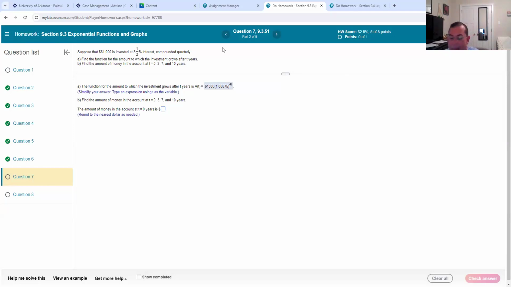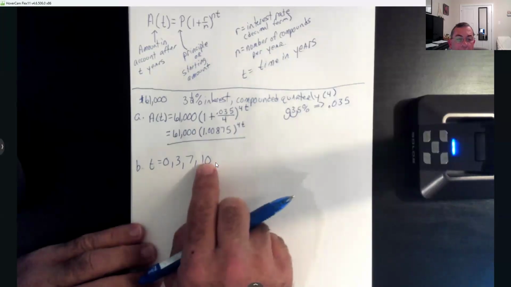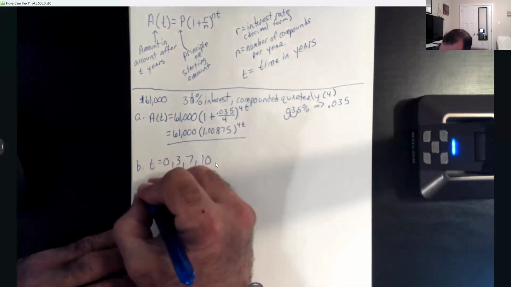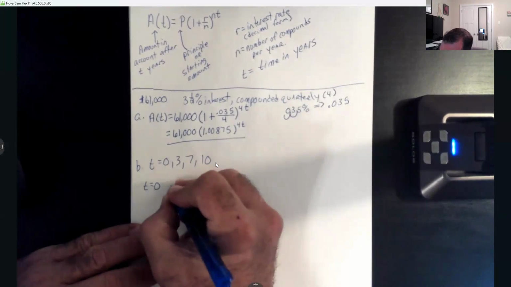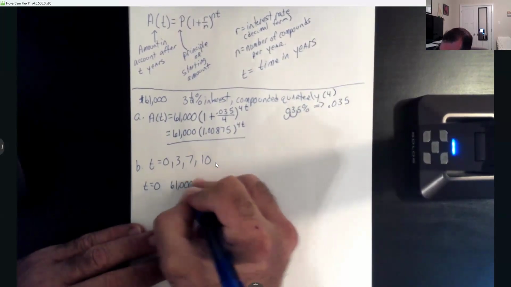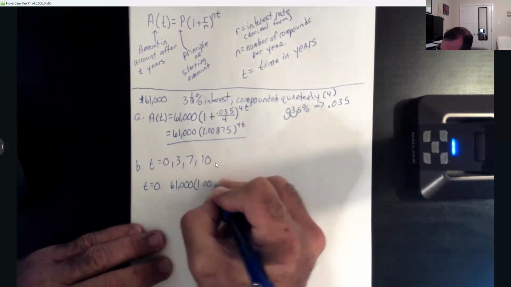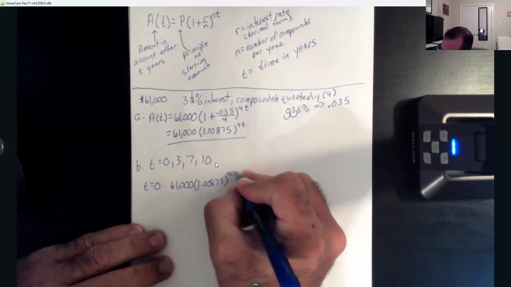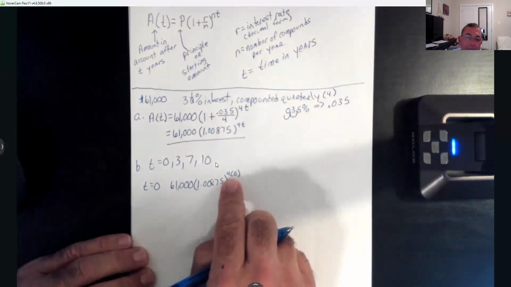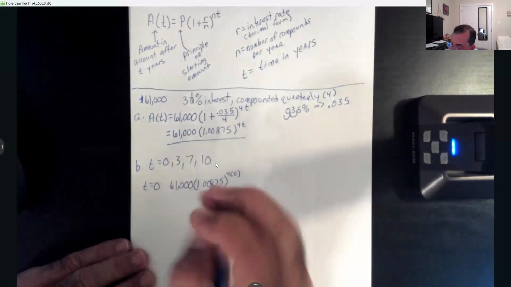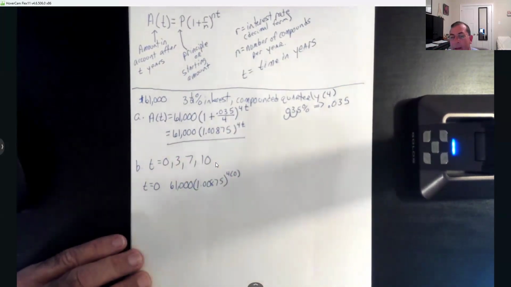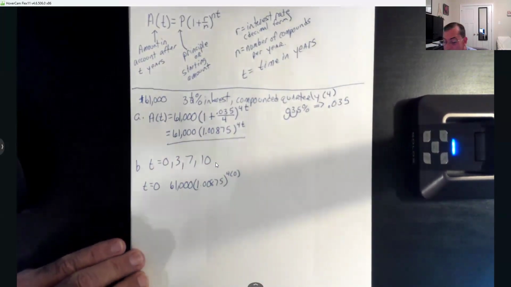Now, I'm not going to lie. You can do this 4 times by putting each number in here each time. So like for 0, you can come up here and do 61,000, 1.00875, and that'll be 4 times 0 for your exponent. And you can push this in and do that 4 different times. Okay. I'm going to show you another way.